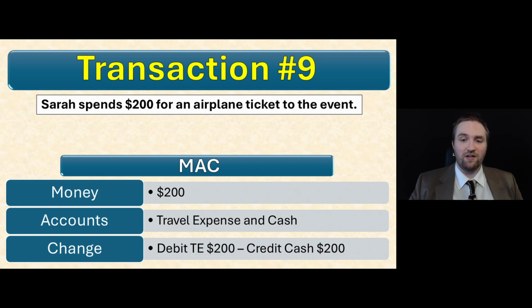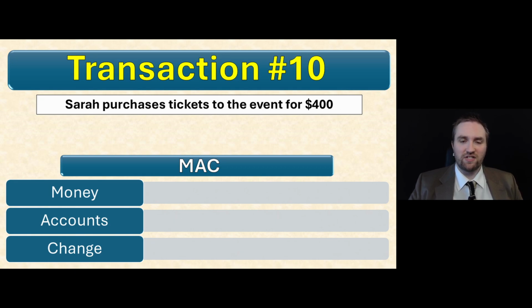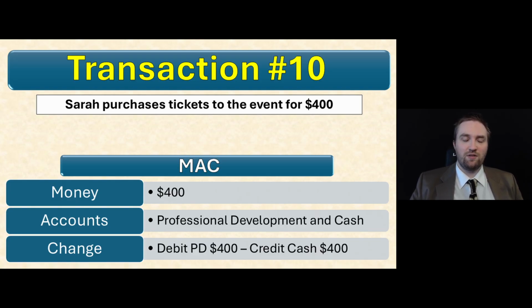If she used her own vehicle and reimburses herself, the accounts would also be the same. Transaction number 10. Sarah purchases tickets to the event for $400. MAC. Money, $400. Accounts, professional development, and cash. Change. Debit professional development, $400, and credit cash, $400.